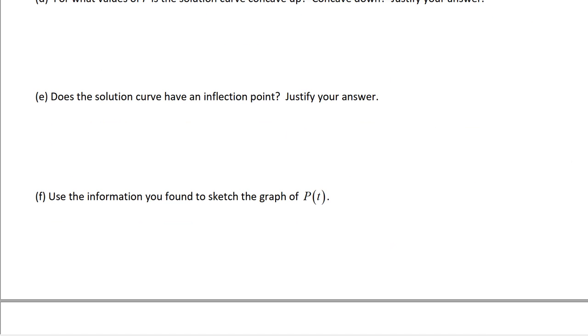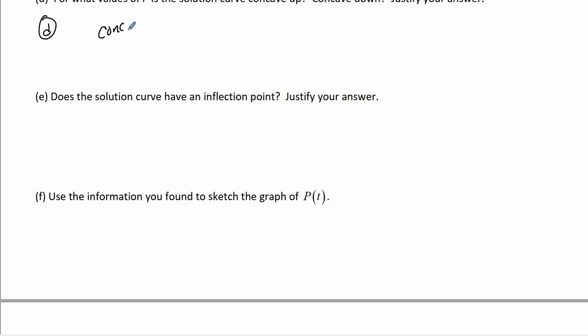So we're going to use this information to then answer part E, which is inflection points. So do I have an inflection point? Yes. Oh, well, I guess I'm sorry. We didn't finish answering part D. So we put the table, but we didn't actually answer the question.